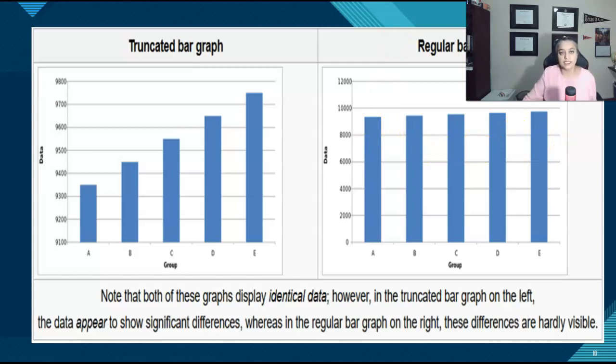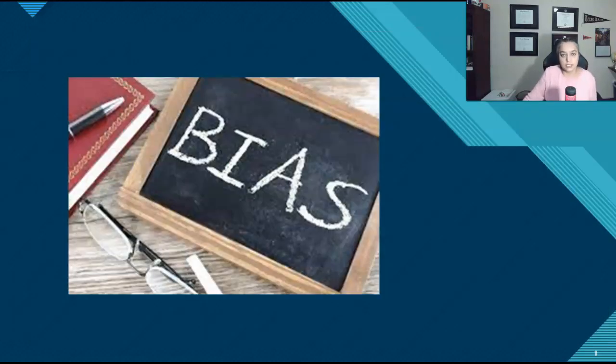So avoid misleading your readers. Provide factual information in the most honest way possible. Do not try to distort information. Another issue you might want to look out for is your bias towards the issue.